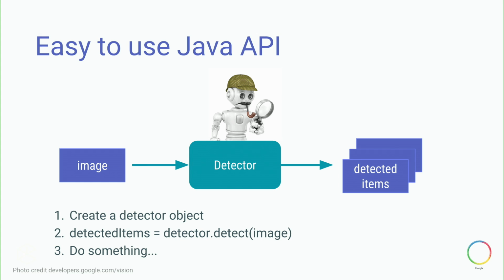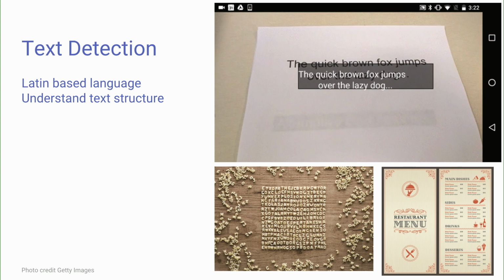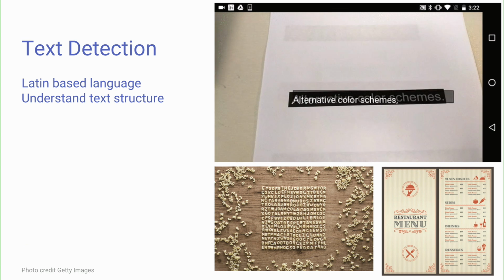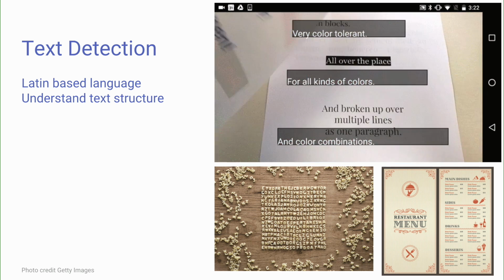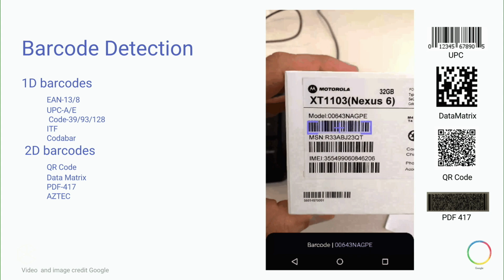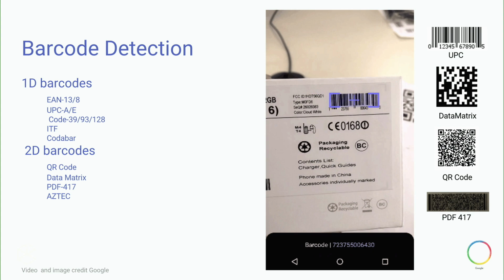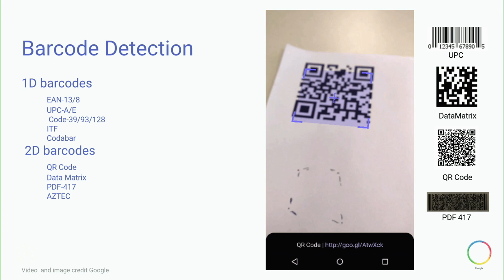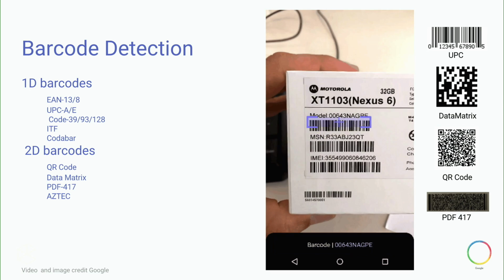So very simple to use API. For text detection, it can detect the text on the fly as you hover your phone over it. So in this case, it's recognizing Latin-based text on documents and so on. It can also detect text structure, so it can detect blocks of text versus lines versus actual individual words. And then finally, there's the barcode detection, so it can detect 1D barcodes versus 2D barcodes like QR codes. So I imagine there are tons of applications of these kinds of detection in different apps.